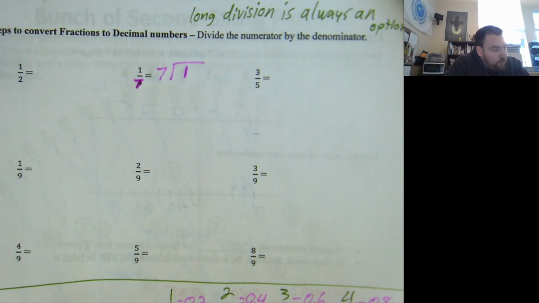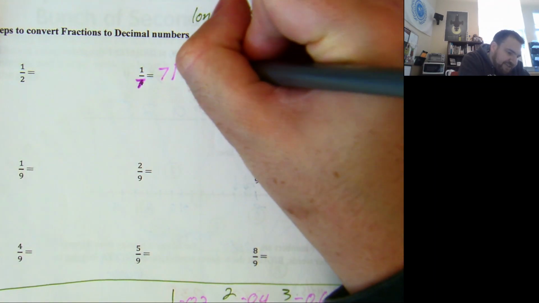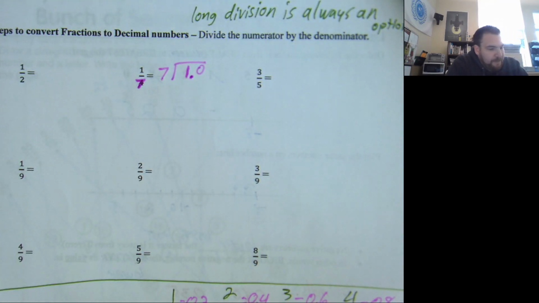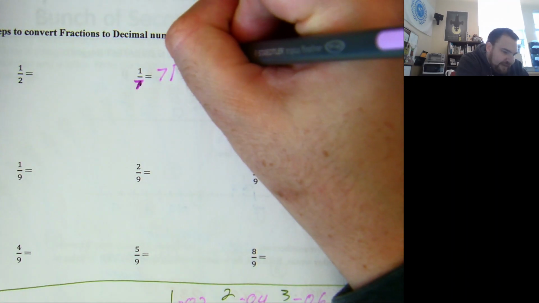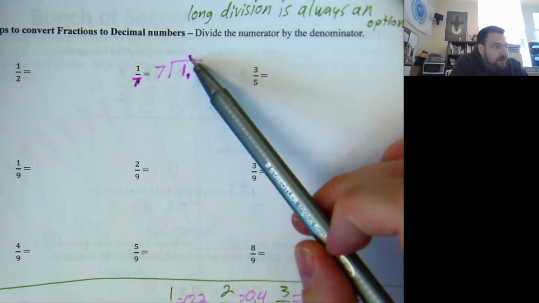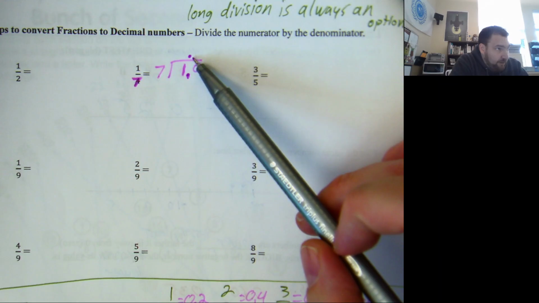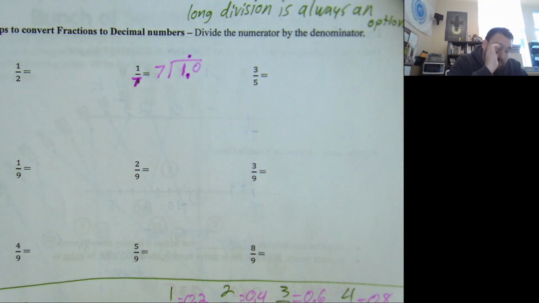Does 7 go into 1? No, it doesn't. And there's no other digits. So we're going to add another digit. We're going to put a decimal point and a 0. When you put a decimal point in long division, directly above it, where your answer is going, you put another decimal point. That placeholder needs to be there. And now we go. Does 7 go into 10?